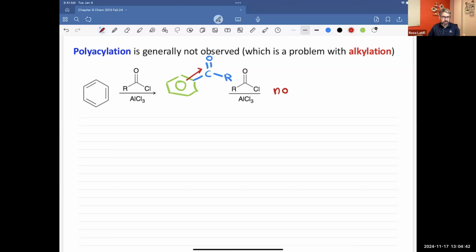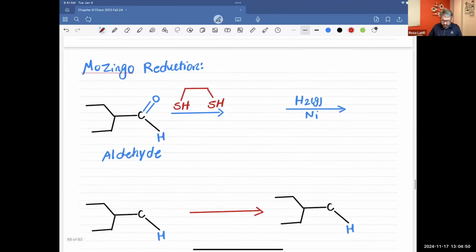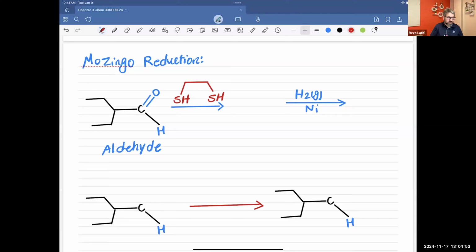the carbonyl group as a product of an acylation reaction, and you have to keep this in your mind that sometimes your compound maybe has a lone pair, so it will be sensitive to acidic conditions. And if you use the acidic condition, you might break the compound. And so then you have to choose a specific condition to reduce that carbonyl group. I'm going to start with the Mozingo reaction.